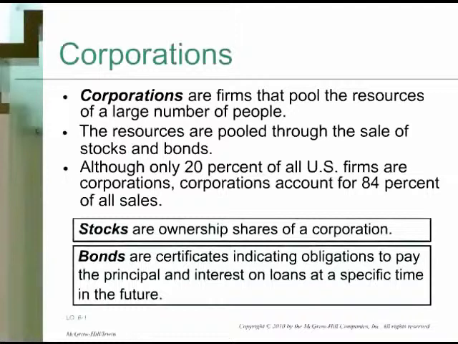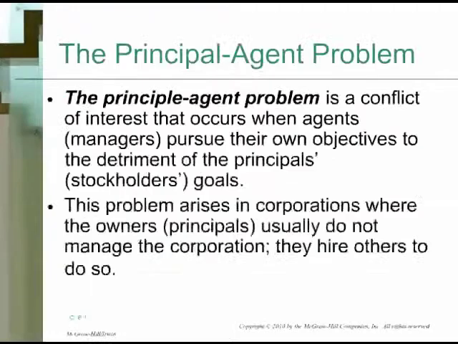Corporations are firms that pool the resources of a large number of people. The resources are pooled through the sale of stocks and bonds. Stocks are ownership shares of a corporation. Bonds are certificates indicating obligations to pay the principal and interest on loans at a specific time in the future. Corporations tend to be large. Although only 20% of all U.S. firms are corporations, they account for 84% of all sales.